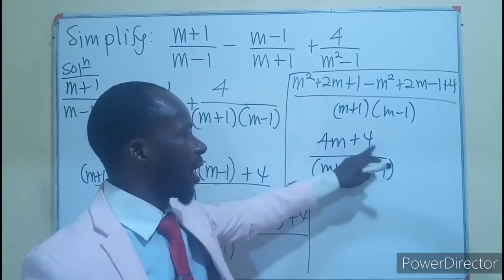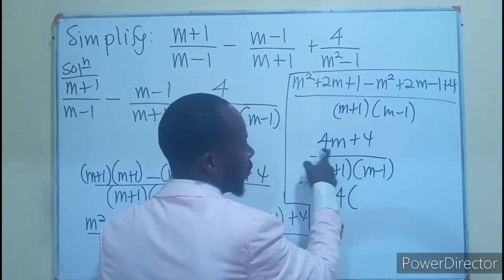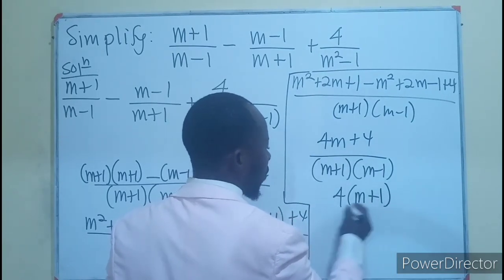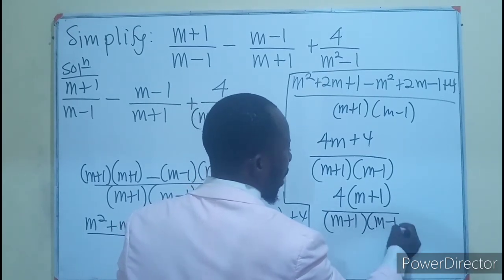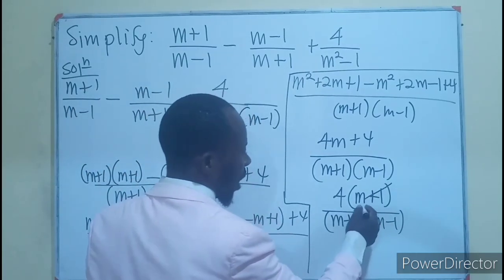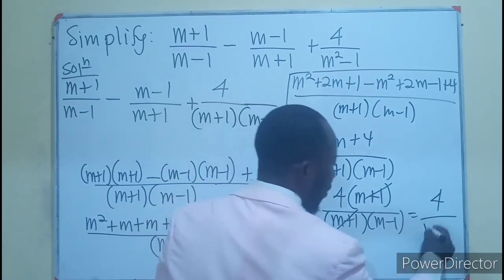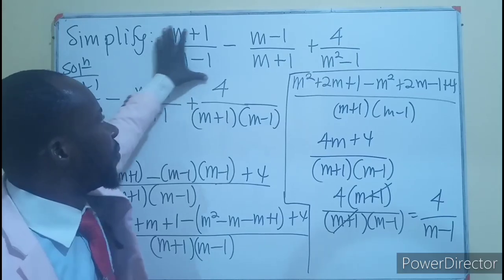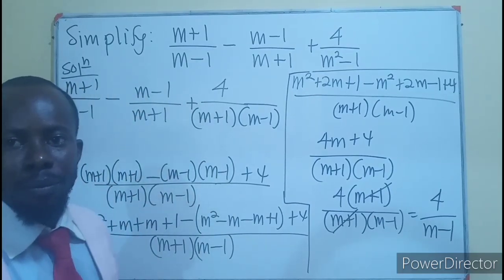Since we are simplifying, we can also see that this has a common factor 4. So I can have 4 factoring out. When 4 divides this, we are left with m, plus 4 divided by 4 is 1, still divided by (m plus 1)(m minus 1). You can also see another common factor, m plus 1 and m plus 1. So that will cancel. So we are just left with 4 on the numerator and m minus 1 as our denominator. So in the simplification of this, the answer just becomes 4 divided by m minus 1.